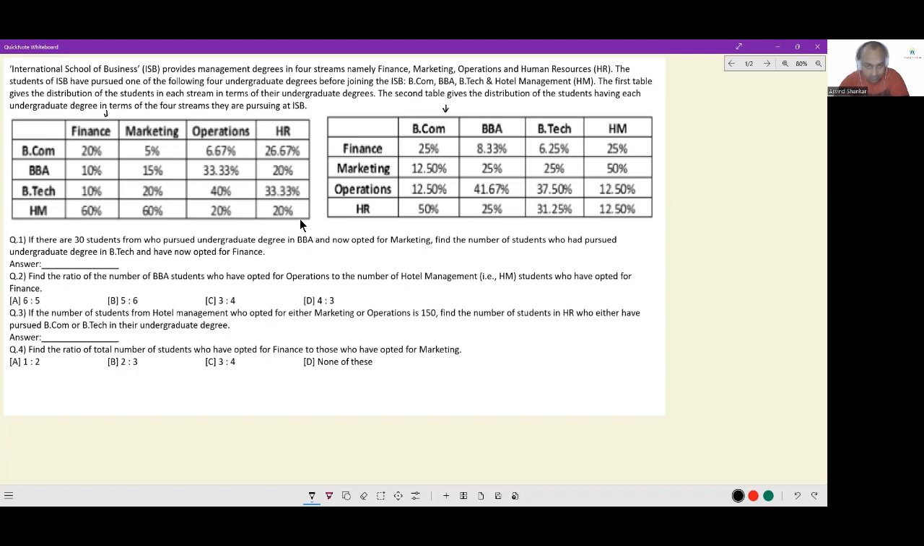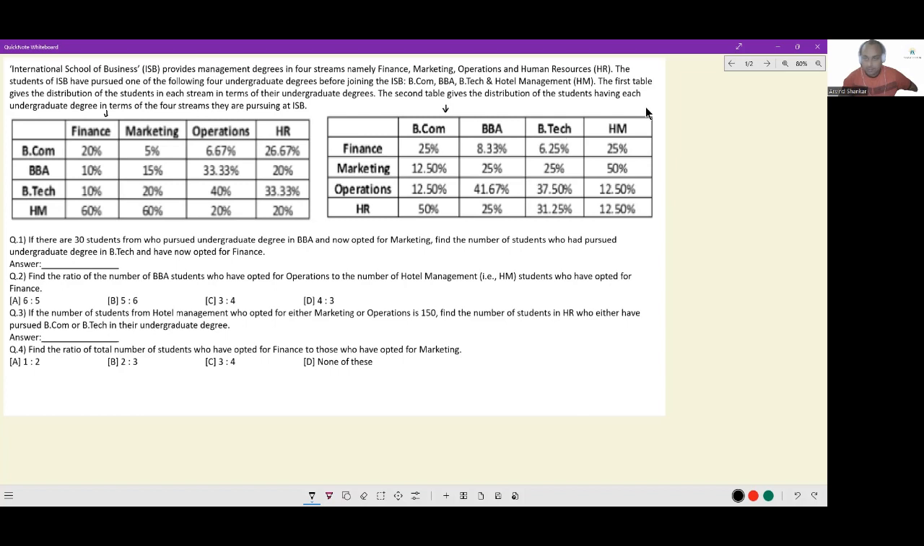Now this is a very, very standard setup in which the primary variable that you're utilizing, let's see in the first table, finance or the different specializations, they are the ones that are being split up, that 100% is being split up. And in the second one, BCom and everything is being split up. But see, right now, can you see this wonderful thing? 20% of finance have gone to BCom and 25% of BCom have gone to finance.